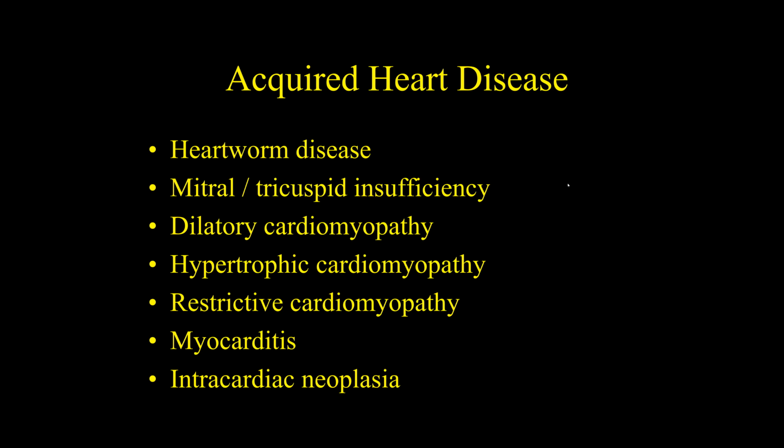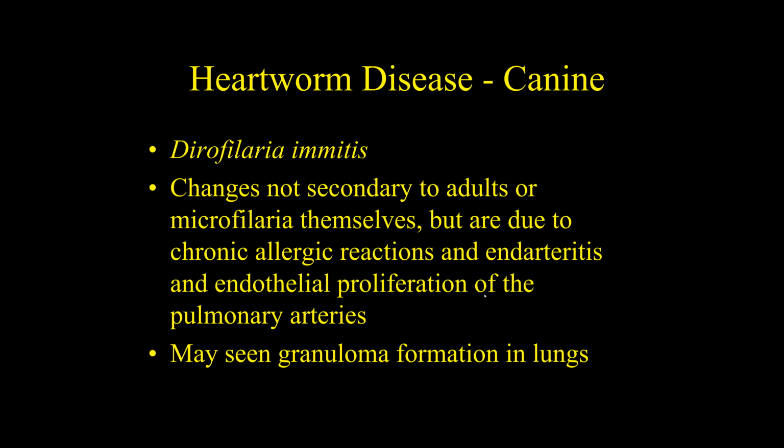So here's a list of some of the acquired heart diseases that we're going to talk about today. Heartworm disease, of course, everybody's heard of that. Mitral insufficiency, tricuspid insufficiency, and then the cardiomyopathies. We have dilated cardiomyopathy, hypertrophic cardiomyopathy, and a kind of weird one that's in between these, called restrictive cardiomyopathy. Then we're going to talk about a little bit of abnormalities associated with the heart muscle itself, and then some neoplastic things that can happen associated with the heart. So that's the agenda for today.